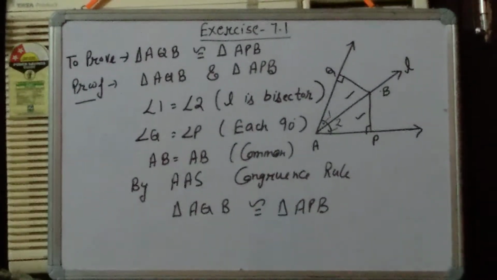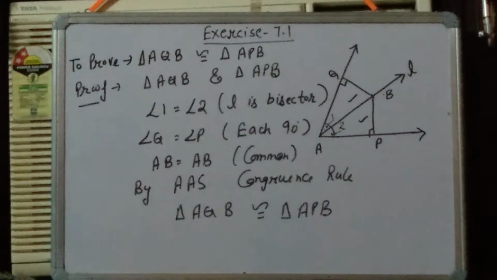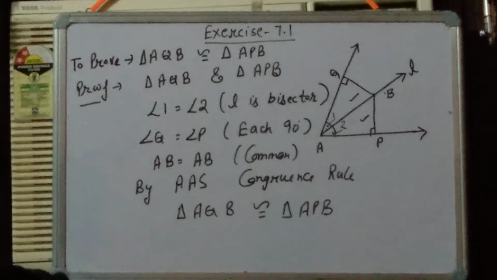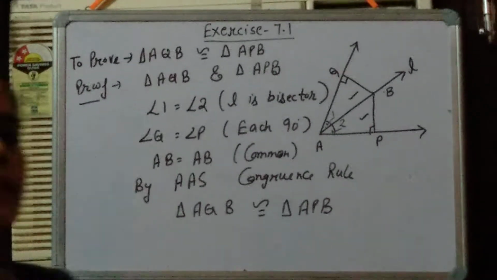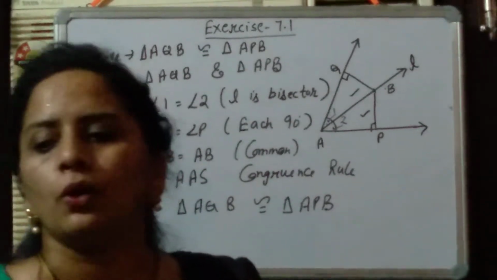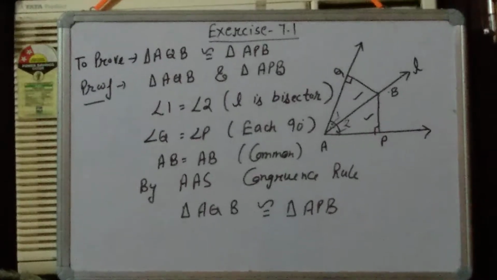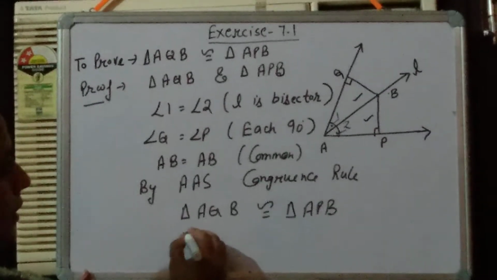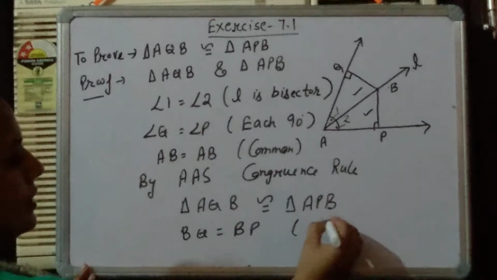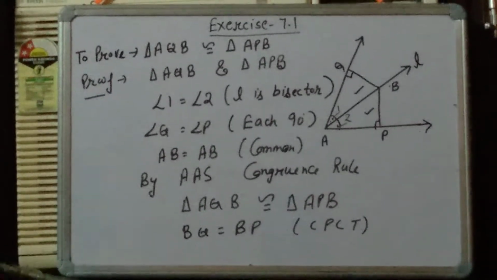Next term is whether BQ is equal to BP or not. When you show two triangles are congruent, then their remaining parts are equal, and the reason is CPCT. That means corresponding parts of congruent triangles. So we will write here BQ is equal to BP. Reason is CPCT. This is our question number 5.